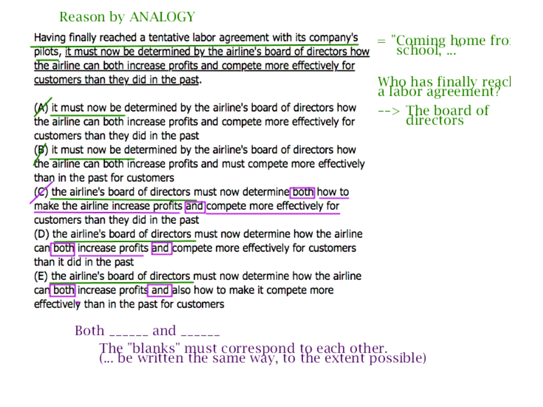This is increase profits, and this is compete more effectively. We're happy these are parallel. Do this, do that. And then this is increase profits, but this is not just compete. This is also how to make it compete. So you have redundancy with both and also here. You don't do both of those things. So only D is parallel.